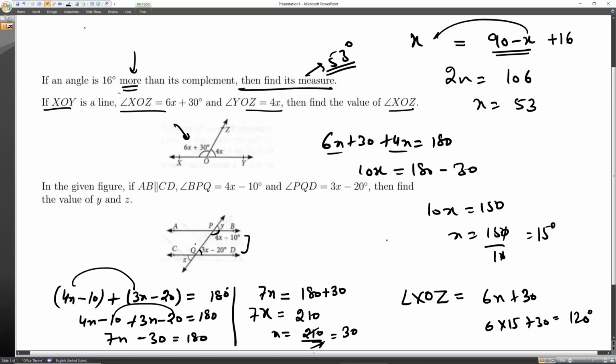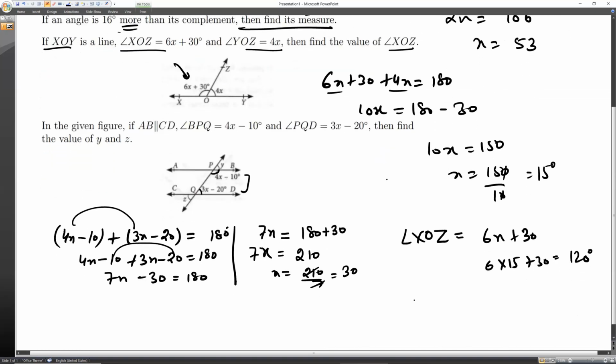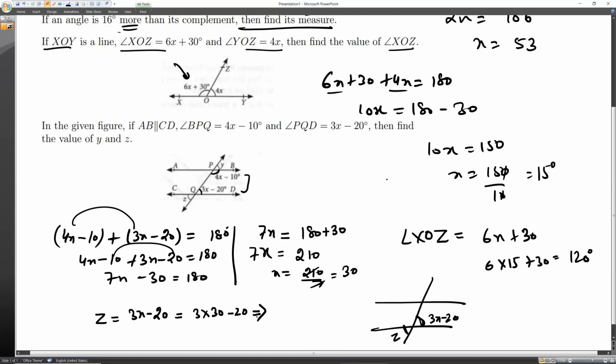Now put the value and find the value, because you know that when these lines are formed, whatever the value of this angle is, it will be equal to z. z will be equal to 3x minus 20 degrees. That would be equal to 3 into 30 minus 20. 3 threes are 9, so 90 minus 20. That would be 70 degrees. Okay, got it, Alvina? Yes, sir.